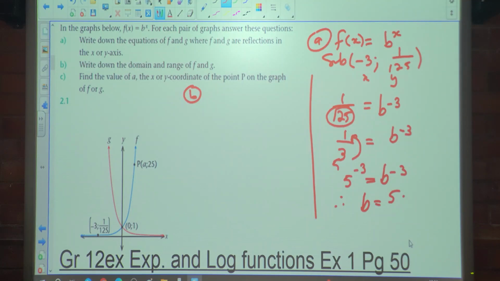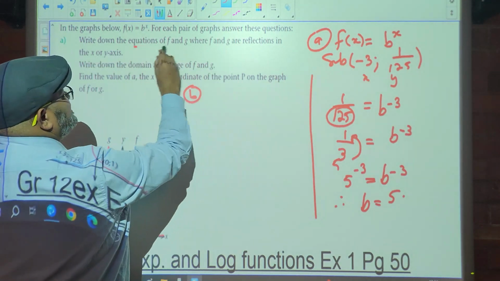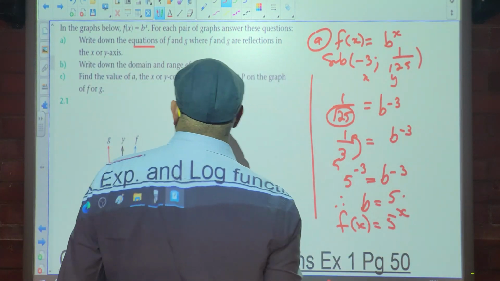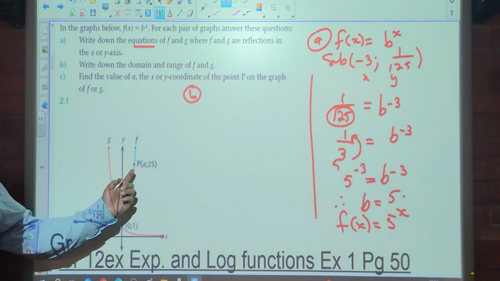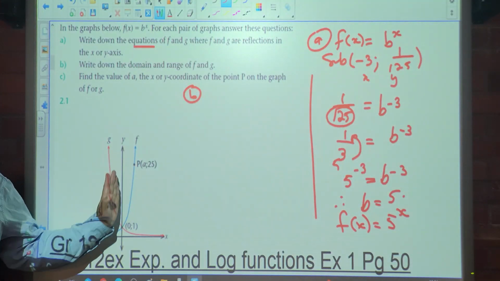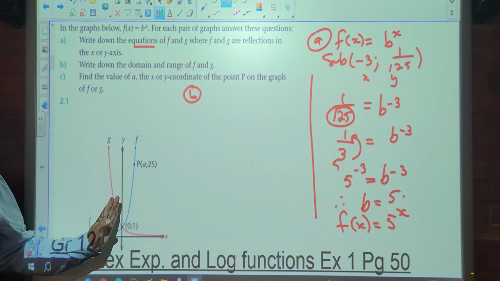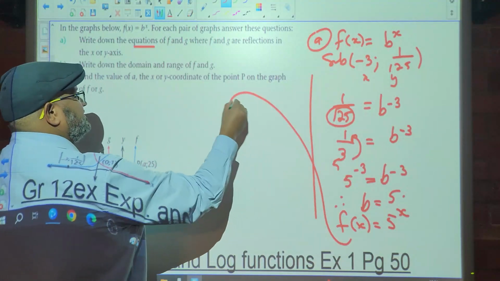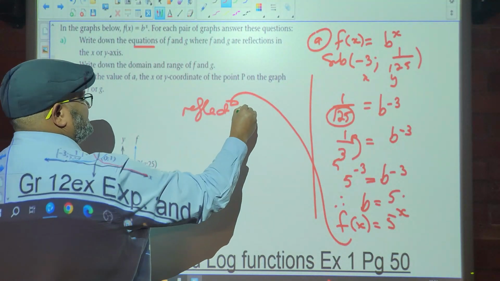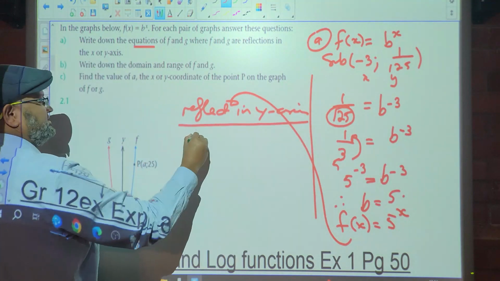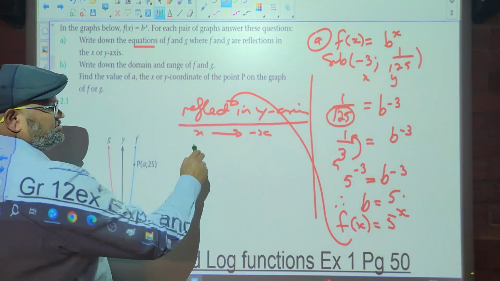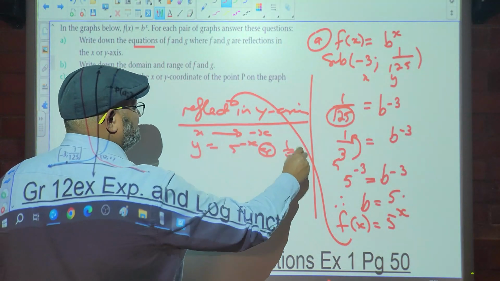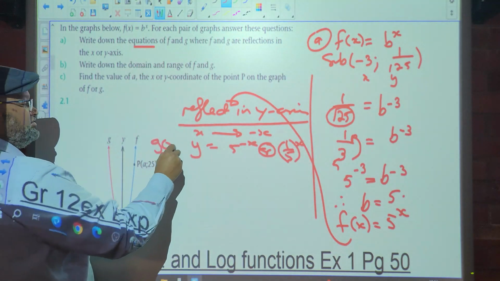People, the question says, write down the equation of f. So we've got f of x is equal to 5 to the x. People, g of x is a reflection of f of x in the line x equal to 0, in the y axis. So if something is reflected in the y axis, what do we do? x becomes negative. So in other words, y is equal to 5 to the minus x, or 1 over 5 to the x. And this is the g of x graph.